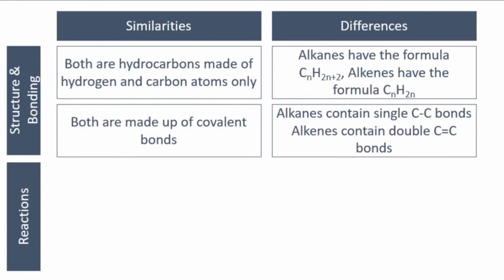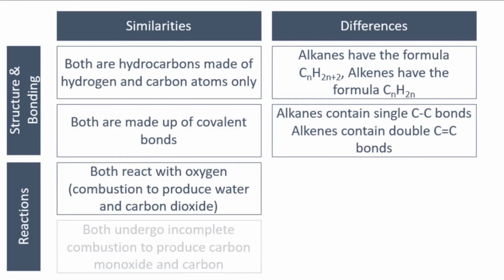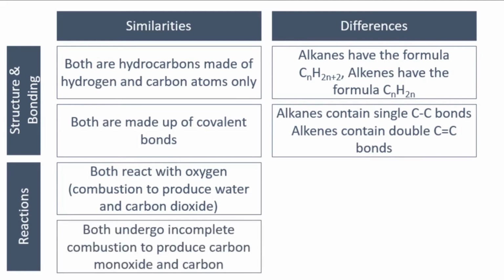So if they undergo complete combustion, what would they produce? So they produce carbon dioxide, and they could also produce, if we're talking about complete combustion, so I can see some people putting carbon monoxide and soot, but if we're talking about complete combustion, they can produce water and carbon dioxide. They both can also do incomplete combustion, and that's where they'd also produce carbon monoxide and carbon as well as water. So just be careful.